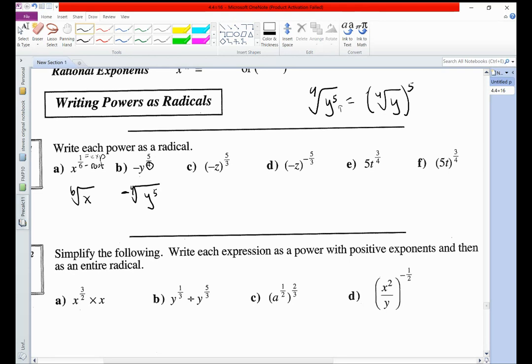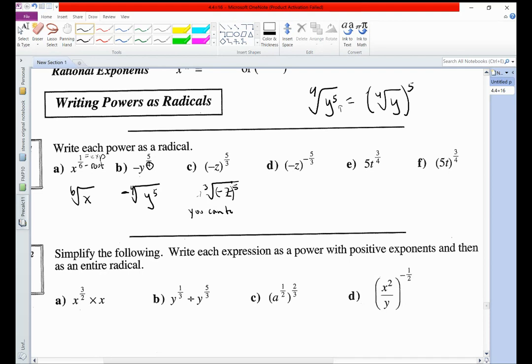The next one, negative z all to the power of 5 over 3. So 3 is our root, so we are going to have the third root of negative z all to the power of 5, or just to the power of 5 underneath. And this is okay. Actually, we have to bring it underneath because it's part of the base. It's okay to take an odd root of a negative number.